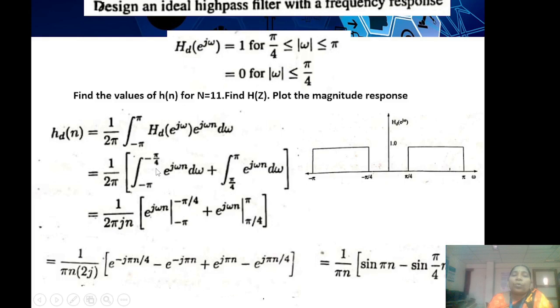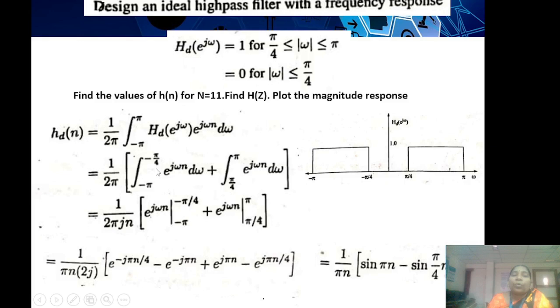After that we have to find out the frequency response H of e power j omega equal to summation n equal to 0 to (N minus 1) by 2 of a of n cos omega n. To find out the a of n with respect to n equal to 0, the formula is h of (N minus 1) by 2. To find out the others, n equal to 1, 2, 3, 4, 5, we have the formula 2 into h of ((N minus 1) by 2 minus n).